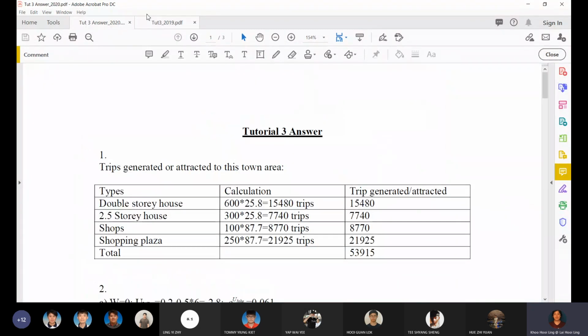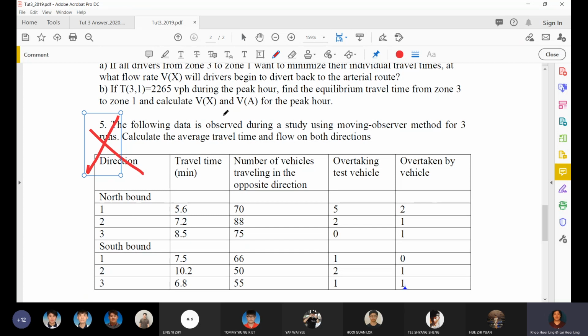That is on the traffic survey, right? Last time we did use this moving observer method to calculate the speed and also the volume of the traffic on the road. But nowadays we don't use this type of method anymore. The more frequent method is that you stand along the roads and count the number of vehicles. Very rarely do we use the moving observer.